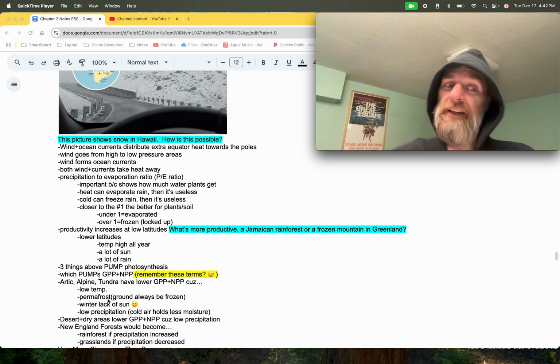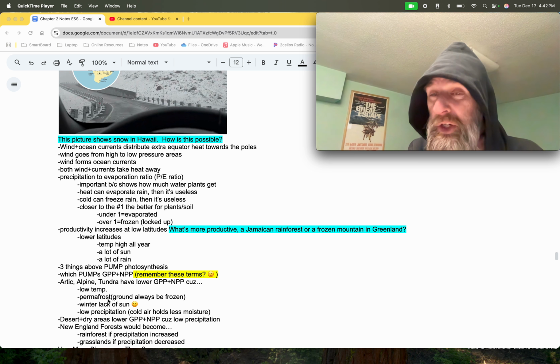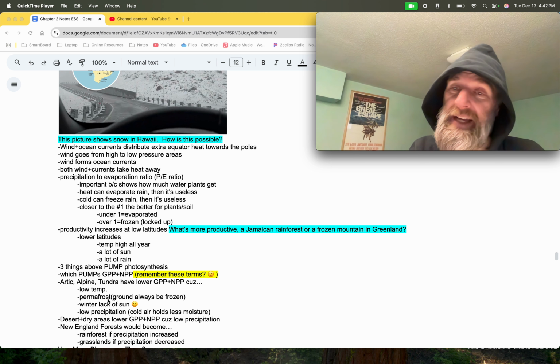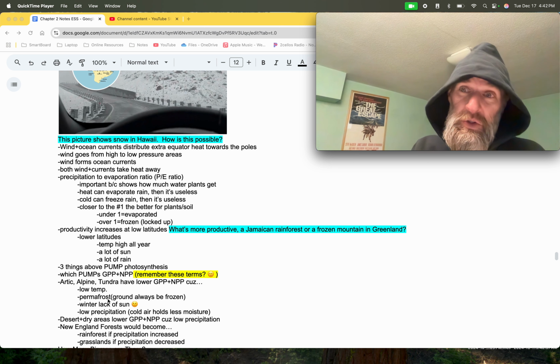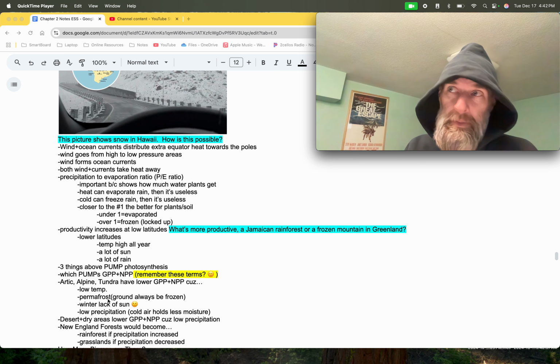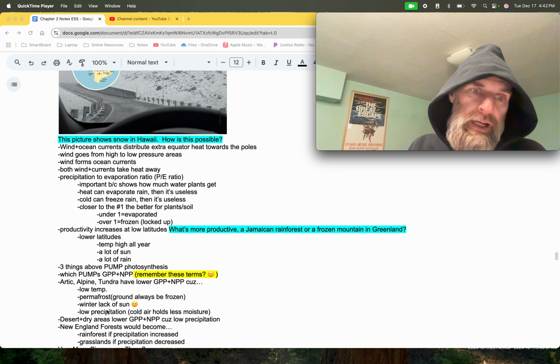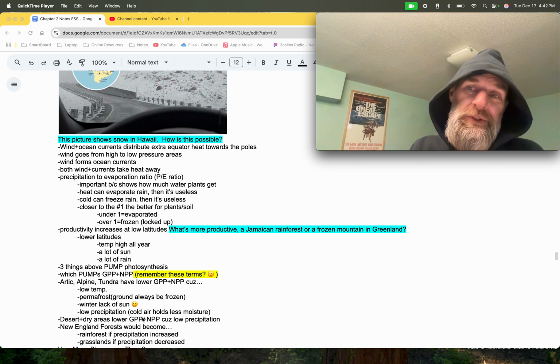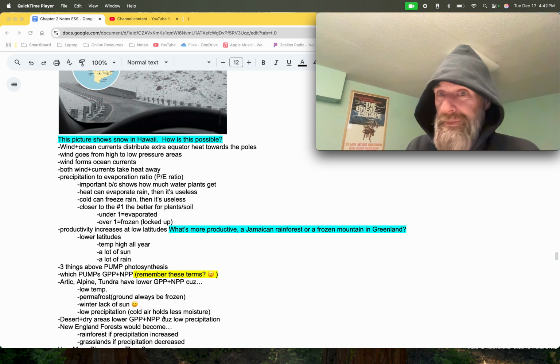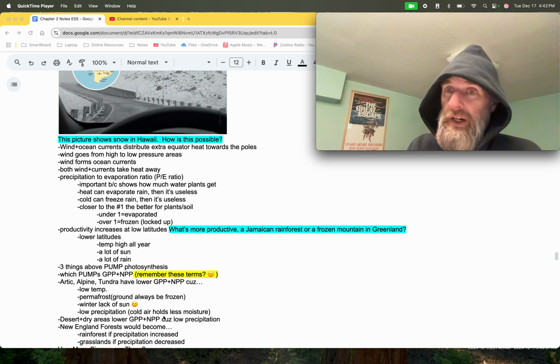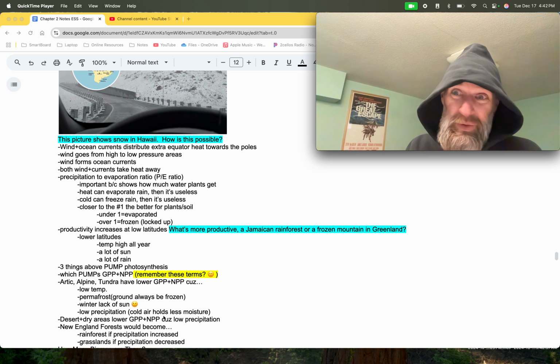Winter, lack of sun. So, yeah, in Norway, way up in Alaska, parts of Russia, they don't see sun during the winter. I mean, in the middle of winter. Or if they do, it's very little. So, low precipitation. Cold air holds less moisture. So, yeah, man, a lot of those tundra areas, they don't get a whole lot of snow or precip, but when they do, it locks it up.